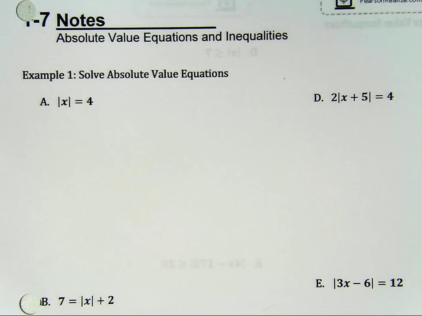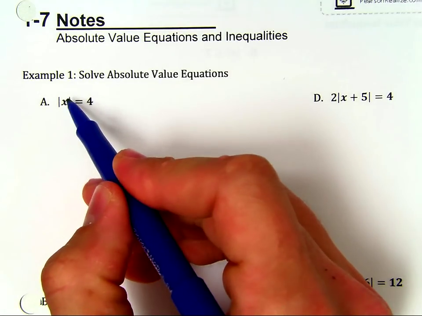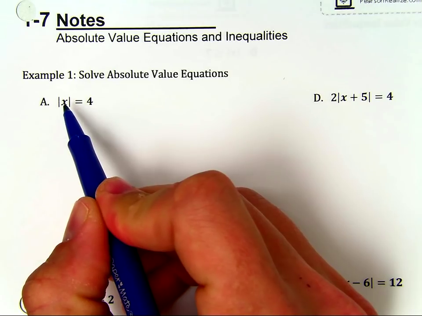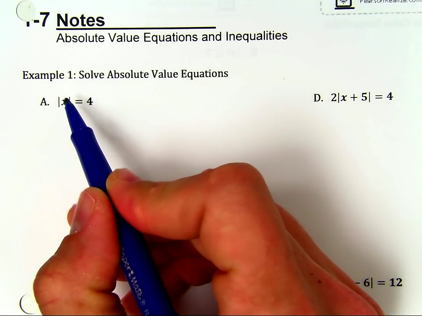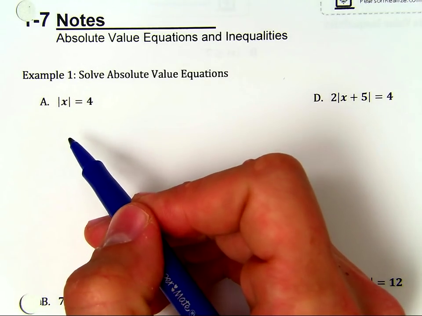Alright guys, so for today's mini lesson we're going to be talking about absolute value equations and inequalities. Right? So at this point what you've learned in terms of absolute value is that no matter what number you put into an absolute value bar, it's always going to be positive. So when we're solving absolute value equations, we have to work backward from that.